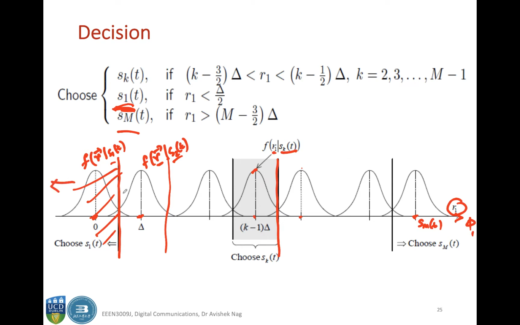Whatever is falling this side is for S1. So if your received signal falls in this side, then you choose S1T. In other words, the decision boundary starts at a distance delta by 2. So this is 0, this is delta, this is exactly halfway between these two. So this starts at delta by 2. Essentially, if your received signal's component R1 is less than delta by 2, which is any point towards this direction, then you choose S1T. So the decision rule for S1T is that if your R1 is less than delta by 2, you choose S1T.